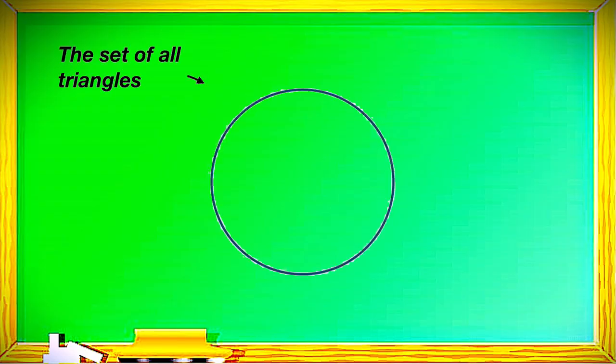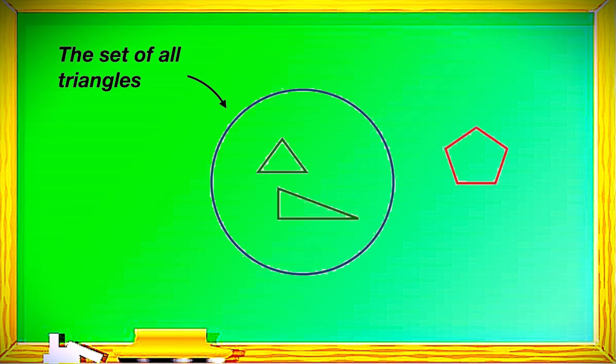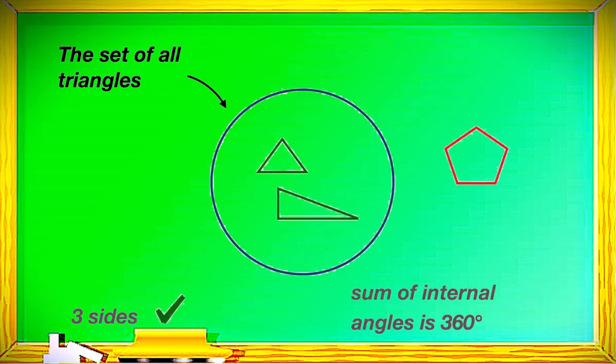We can unambiguously state whether something is or isn't in this set. This is in, so is this, but this shape isn't. It's not a triangle. This lack of ambiguity in what is or what isn't in a set is foundational to set theory. We can also make claims about the set and assess, again without ambiguity, whether they're true or false. It's true that an element of the set of triangles has 3 sides, but it's not true that the sum of the internal angles is 360 degrees.